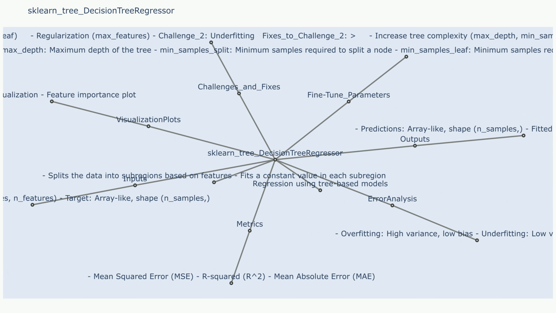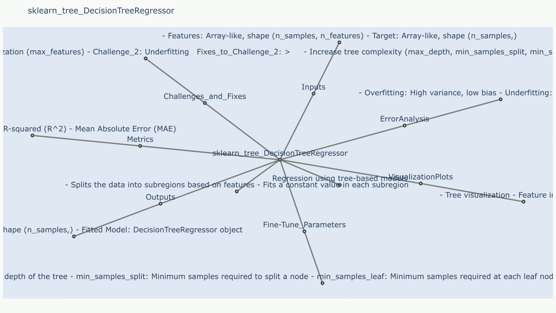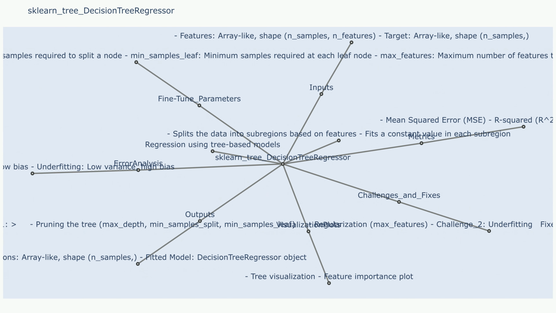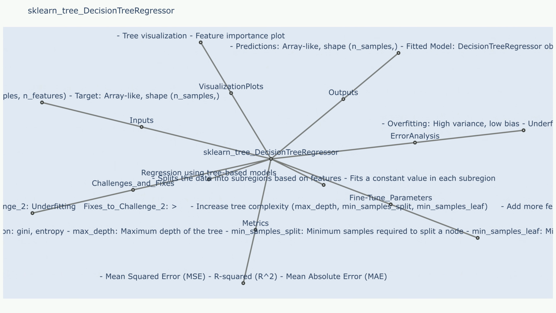Pruning: to prevent overfitting, the decision tree might be pruned after construction by removing branches that do not significantly improve the prediction accuracy. Metrics: mean squared error (MSE) measures the average squared difference between the predicted and actual target values. Lower MSE indicates better model performance. R-squared (R2) measures the proportion of the variance in the target variable that is explained by the model. Higher R2 indicates better model performance.